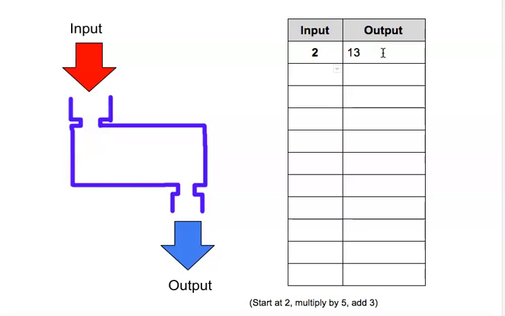Now what if I started at 3? Multiply by 5, then add 3. 3 times 5 is 15, plus 3 is 18. I'm going to continue on with this, and I challenge you to continue too.